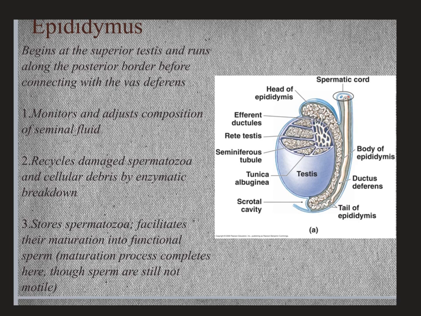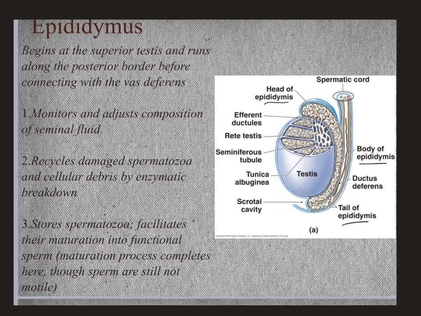So let's look at that epididymis. We already said that there is a head, a tail. So here's our head, our tail, and our body. So the epididymis begins at the superior testes and runs along the posterior border before connecting with the vas deferens. So we see our vas deferens moving this way, right? So that's where it's connecting at the tail.